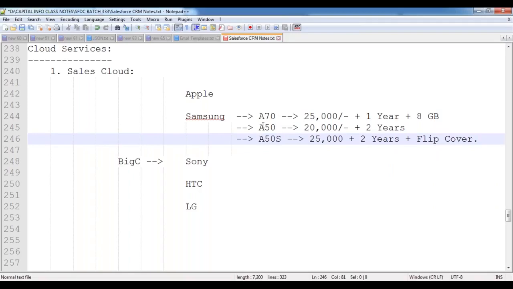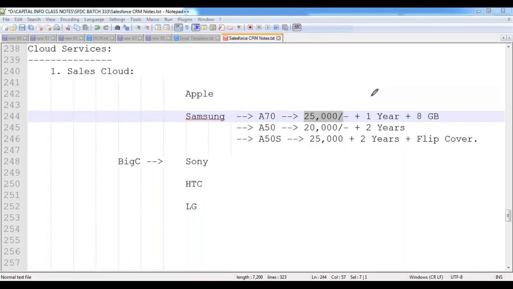That means, in this case, upon selling these products, they're not only charging that amount, they're providing some additional benefits to the customer. Like they provide free insurance service for 1 year, and some 8 GB of memory card. Now tell me, are these benefits offered lifelong?